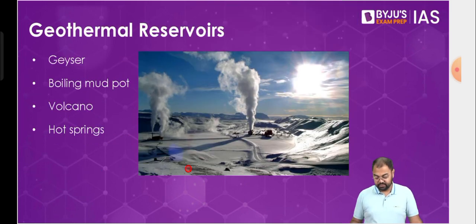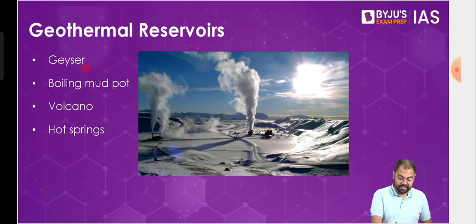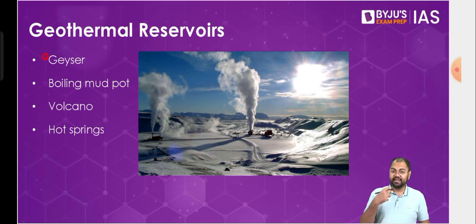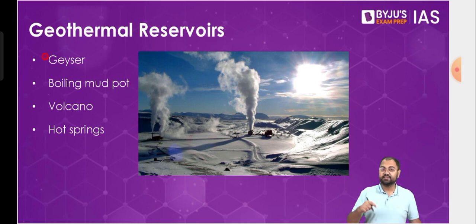Now, this trapped heat inside the earth can come to the surface with the help of certain reservoirs. For example, we have geysers, hot springs, boiling mud pots, and volcanoes. All these can become the source of releasing this heat that is trapped inside the earth towards the surface. This is how the heat would come to the surface with the help of these reservoirs.